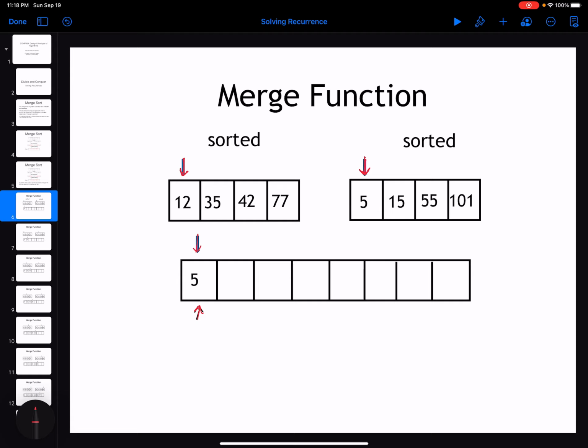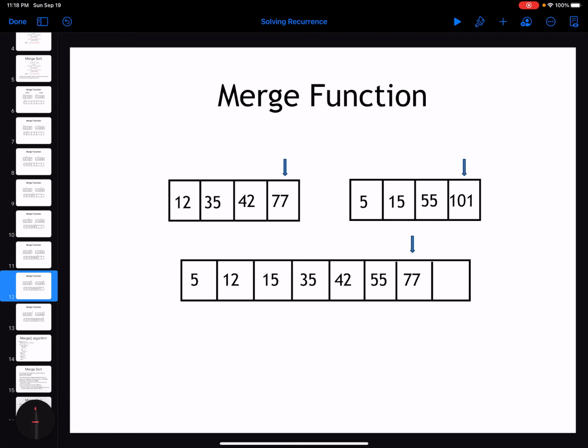Then what is going to be the next smallest item? It is going to be either this one or this one. You compare them, get the smaller one, and copy it here, which this time is going to be 12. And you just continue comparing the two items from the two sub-arrays, and each time copy one of them to the new array, and you continue until one of these pointers reaches the end, right? And in that case, the rest of the items from the other sub-array will be immediately copied.